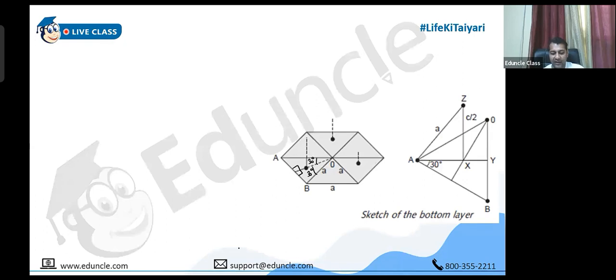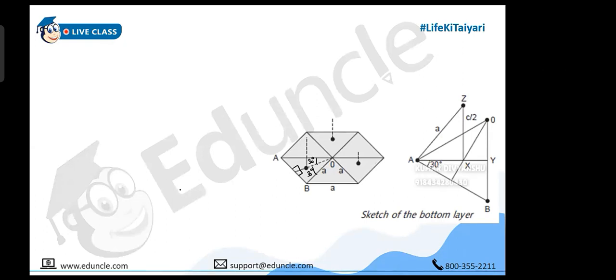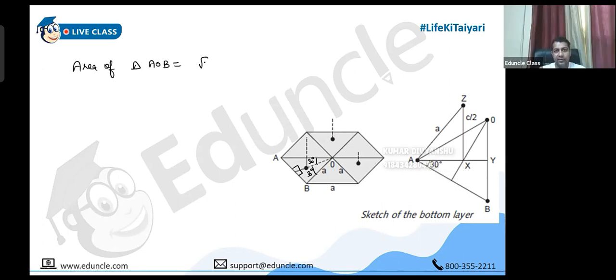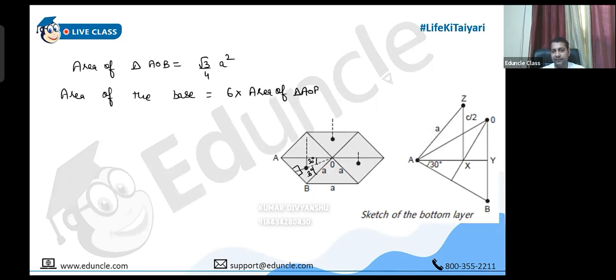And what about the area of this equilateral triangle? Root 3 by 4 side square, and there are 6 of them. So, area of triangle AOB, because it is an equilateral triangle with each side equal to A, will be root 3 by 4 A square. So, area of the base, and the base is a hexagon composed of 6 such triangles. Please count: 1 triangle, 2, 3, 4, 5, 6. Clear? This is 3 root 3 by 2 A square.